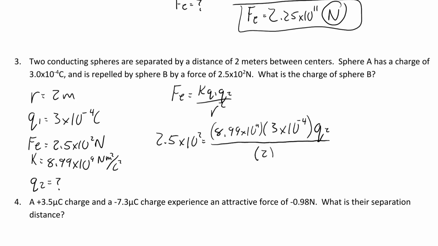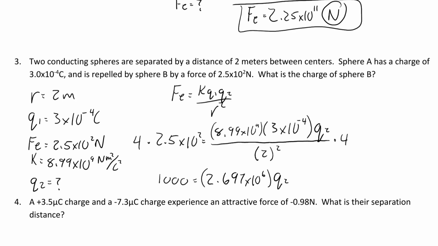So this is 2 squared. And then you could cross multiply or multiply both sides by 4. And you get an answer of 1000 is equal to 2.697 times 10 to the 6. Gets real sloppy. Times Q2.